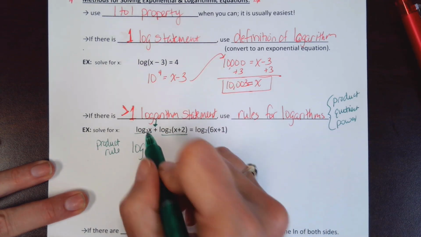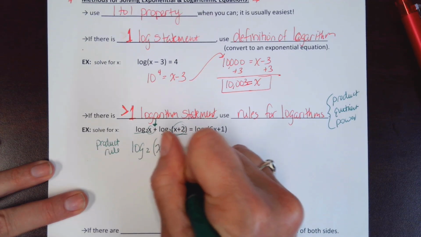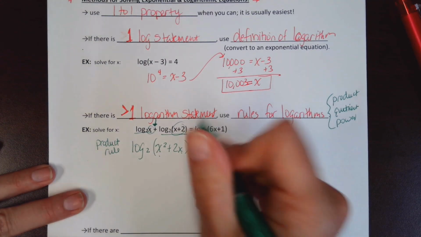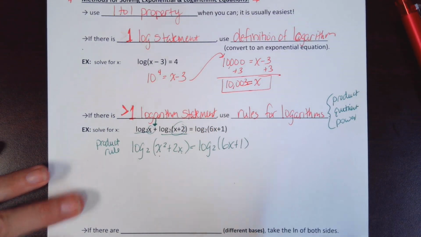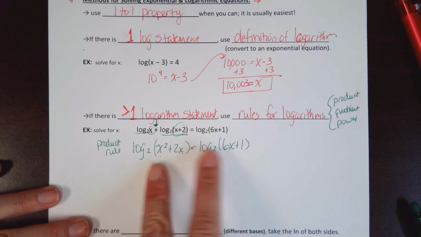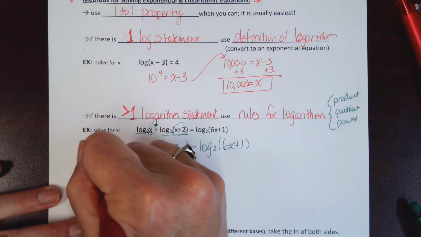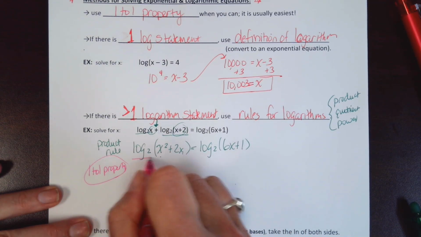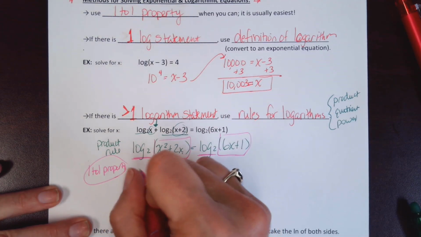Log base 2 of x times x plus 2 gives me an argument of x squared plus 2x. X times x, times 2. That's equal to log base 2 of 6x plus 1. Now I've got a single log statement on each side. They're both the same base. I can use my one-to-one property. One-to-one property says if the bases are the same, the arguments are equal.